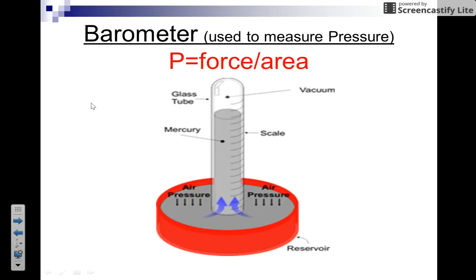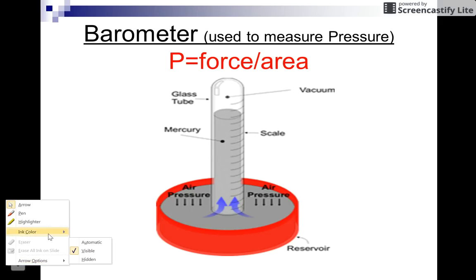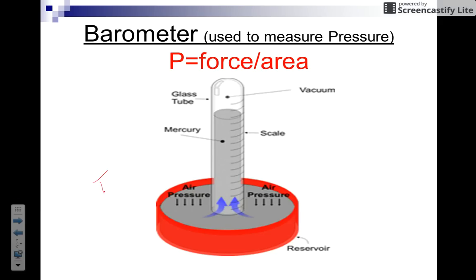In our next lesson, we're going to talk about pressure and the units of pressure. So I just want to talk a little bit about how we measure pressure. We use a barometer. Now, pressure is defined as the force divided by the area, so force over area. And the very first barometer was designed or invented by a man by the name of Evangelista Torricelli. Now, Torricelli was an Italian scientist.